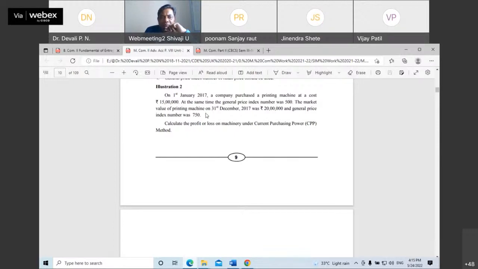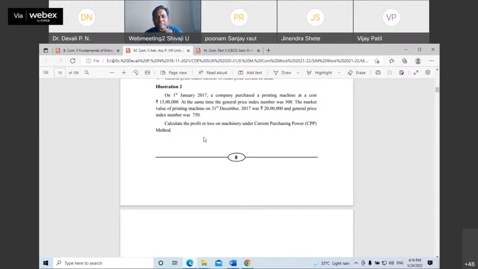The market value of the printing machine on 31st December 2017 was rupees 20 lakh. So see what has happened at the end of the year: the value of the printing machine was rupees 20 lakh, an increase of 5 lakhs. And the general price index number was 750.